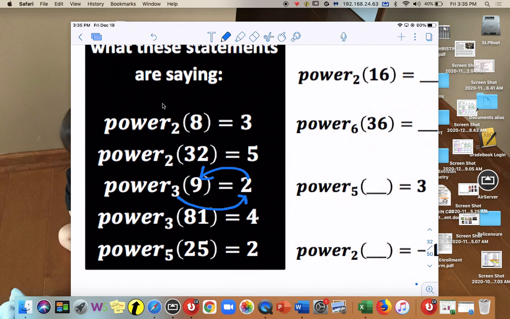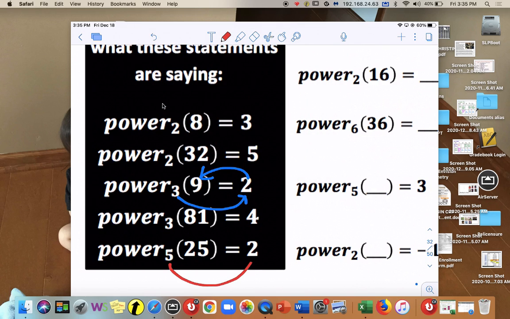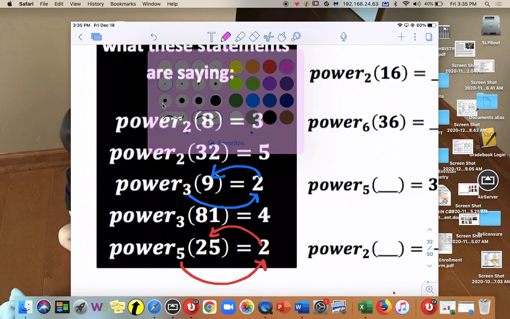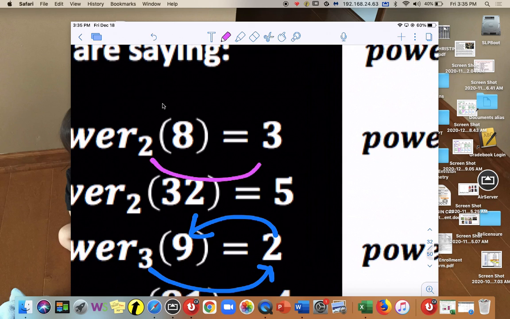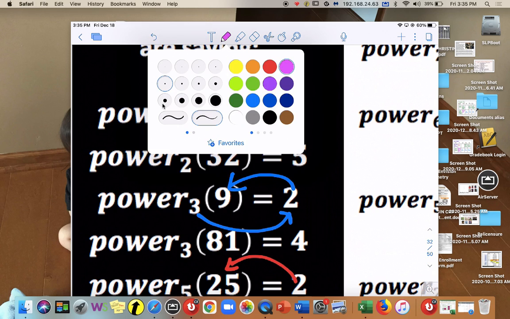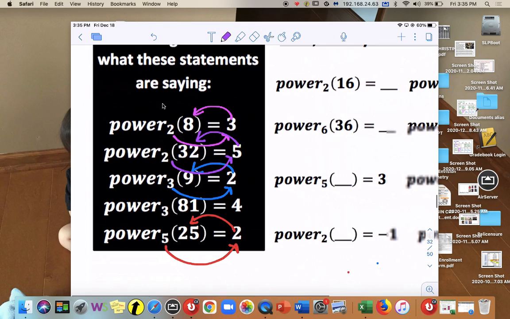Let's see if that works for some of the other problems. So let's look at the bottom. If we take this 5 and we square it, we get 25. Okay, how about like the top one? What if we take 2 and go to the third power? Do we get 8? And yes, we do. Let's try the next one. 2 to the fifth power. Is that 32? And it is.